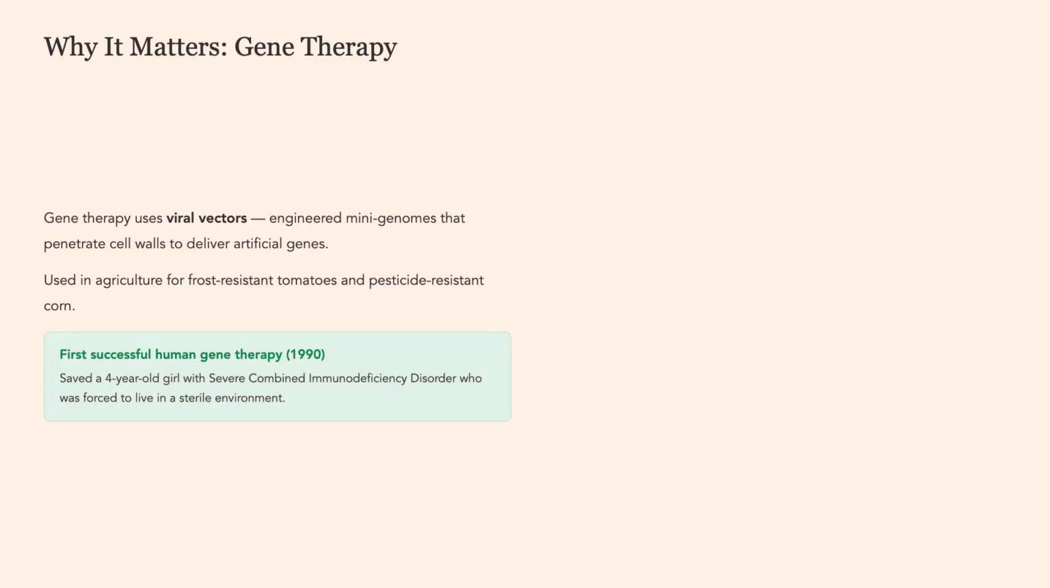In 1990, gene therapy was first successfully performed on humans. It saved the life of a 4-year-old girl suffering from severe combined immunodeficiency disorder. This little girl had been so vulnerable to infections that she was forced to live in a completely sterile environment. The idea behind gene therapy is elegant.